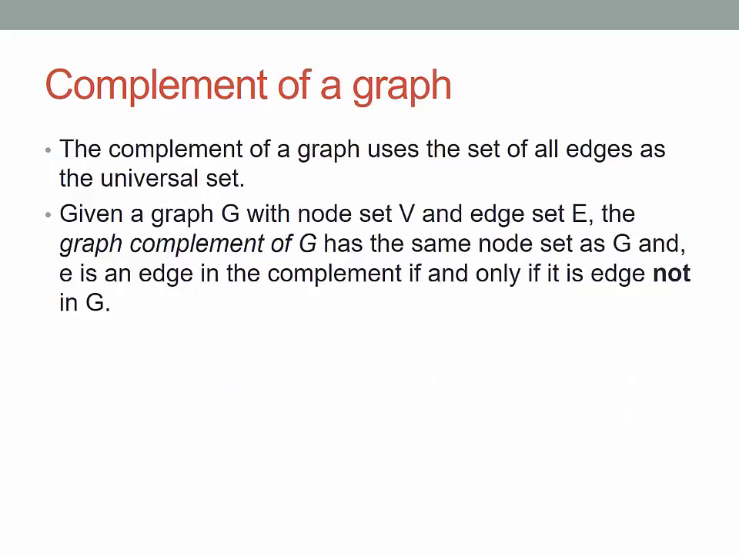So what is the complement of a graph? The complement of a graph would first require us to consider what is the universal set. So for the complement of a graph, we measure against the universal set being the set of all possible edges. Then the complement of the graph has the same node set as the original graph, but its edge set is the set of all edges that are not in the original graph.